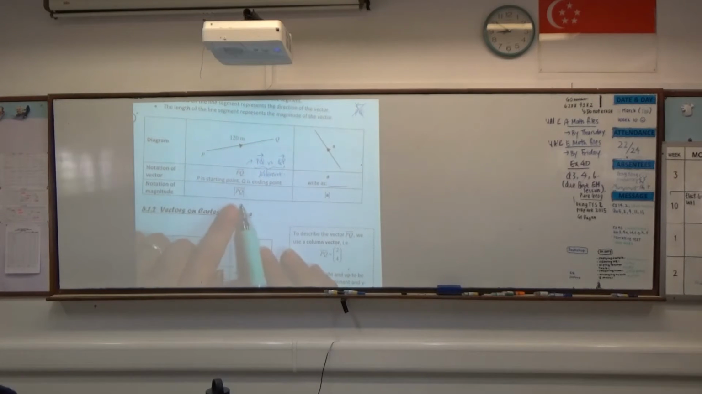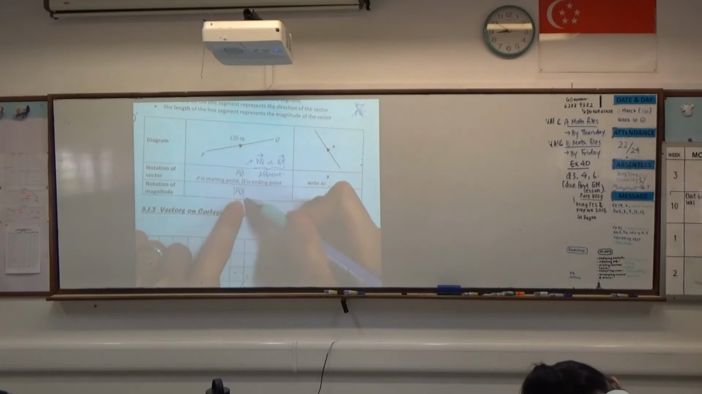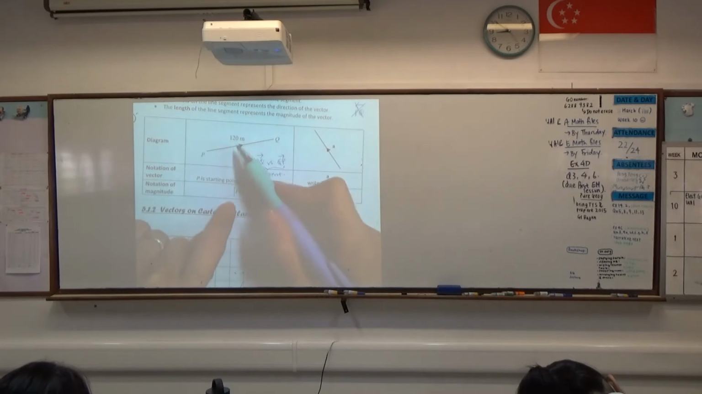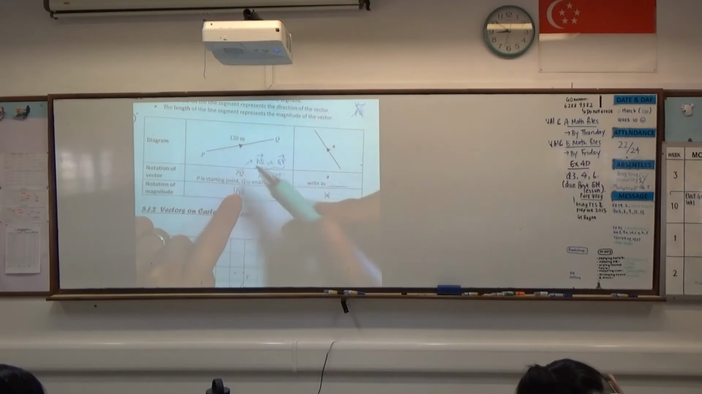Then the notation for magnitude is that we use these lines, it's actually called the modulus sign, to represent magnitude itself. Magnitude refers to the length. So in this particular case, the magnitude is 120, and there is a unit which is meter. Sometimes no unit is given, then we just use the word units.